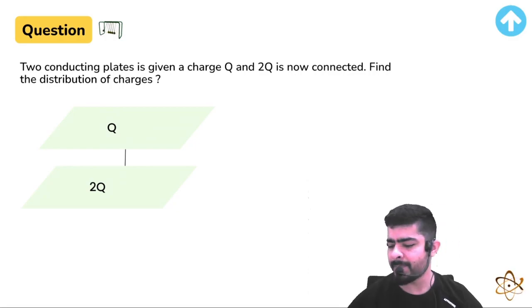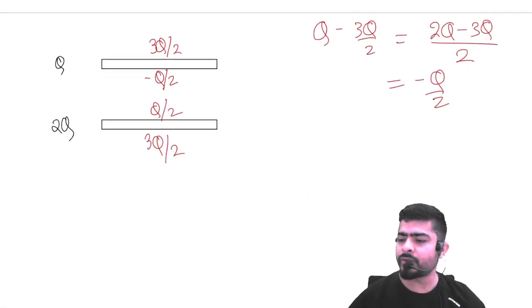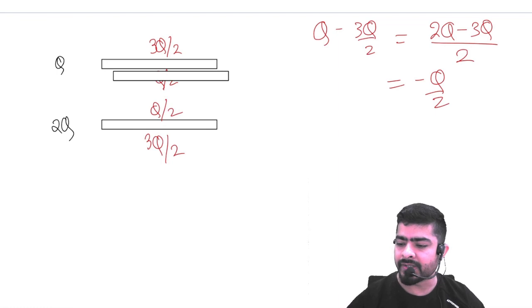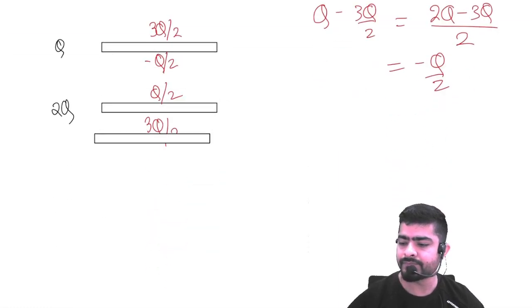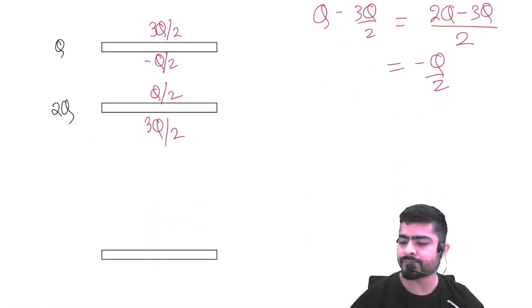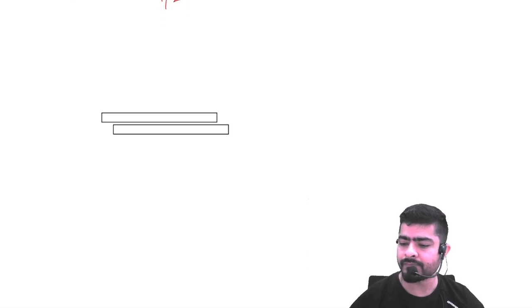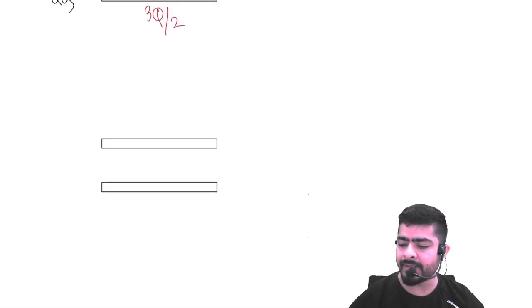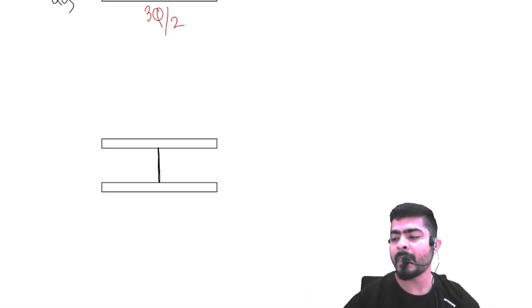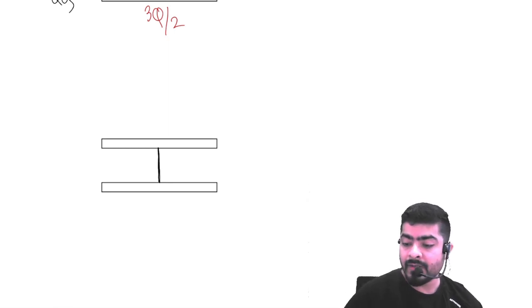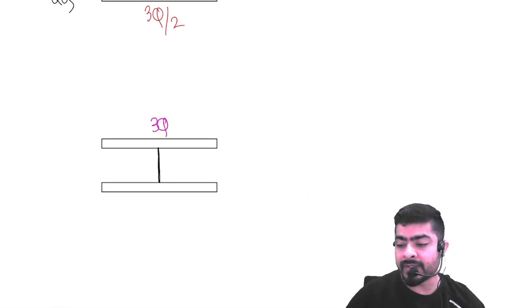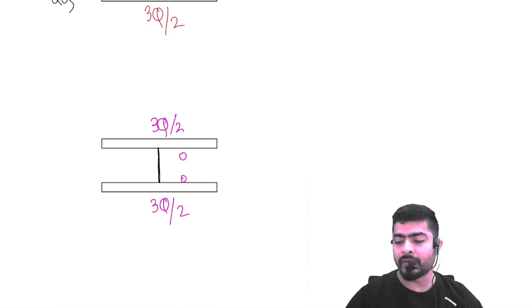Easy question, guys. When the two conductors become connected to each other by this wire, now they behave like a single conductor. That means total charge is now 3q, so we get 3q by 2 on the outside, 3q by 2 on this side, and 0 over here.